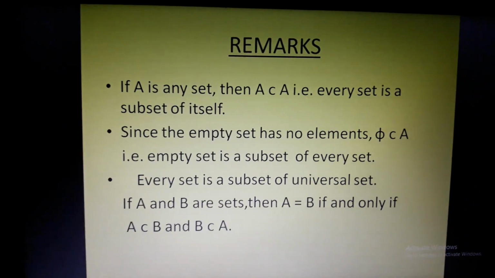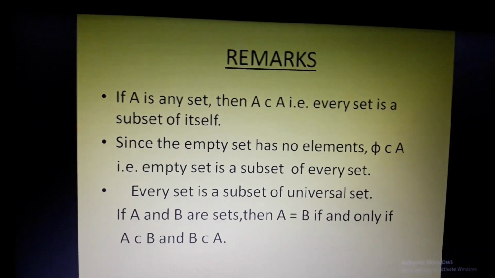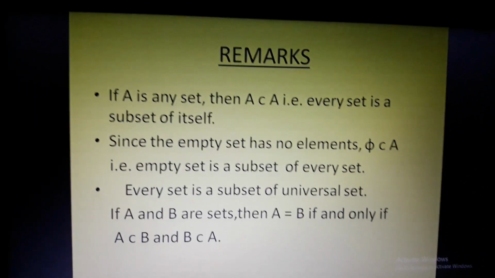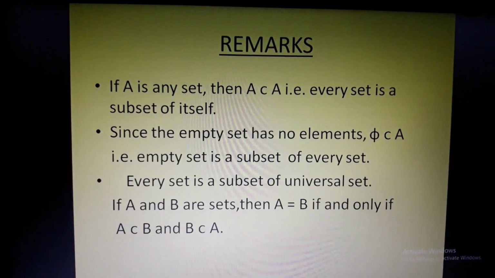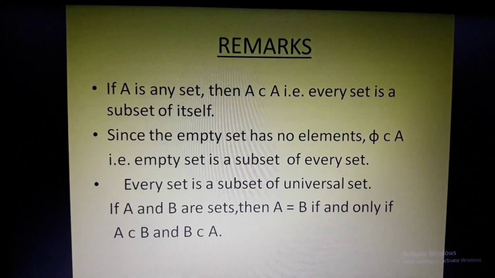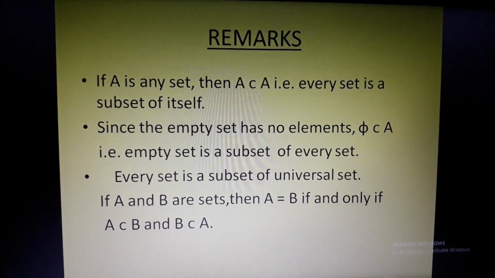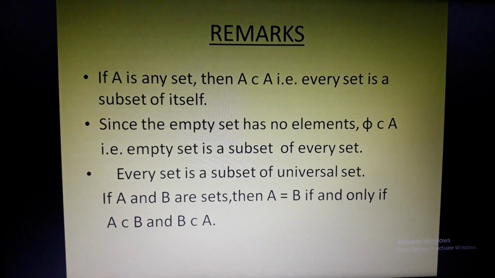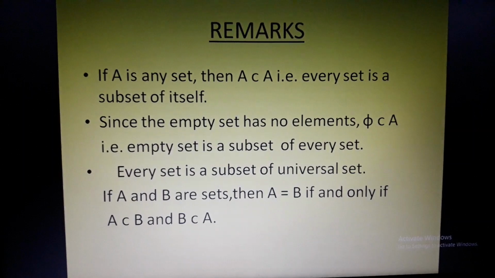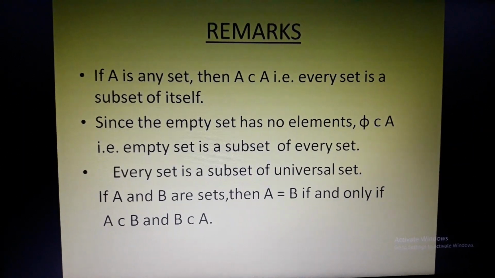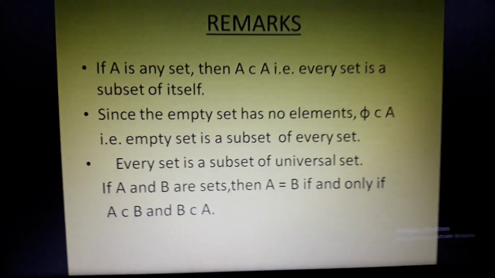Now we come to some important points here. If A is any set, then A is a subset of A, that is every set is a subset of itself. Since the empty set has no elements, phi is a subset of A, that is the empty set is a subset of every set. Every set is a subset of the universal set. If A and B are sets, then A equals B if and only if A is a subset of B and B is a subset of A.